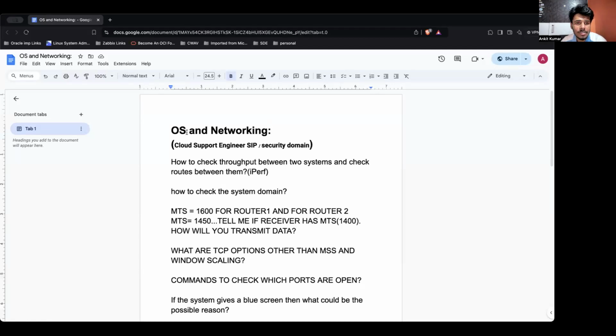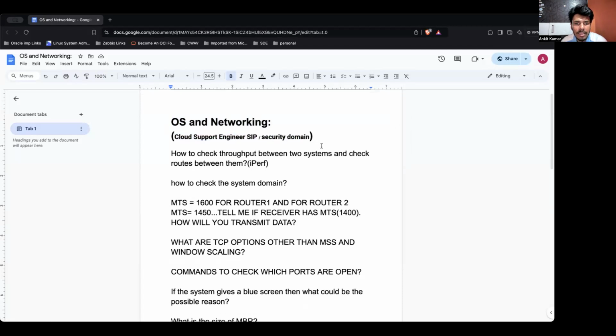So this was the OSI networking round, and the role which the person interviewed for is called Cloud Support Engineer SIP, which is into the security domain. The first question was how to check throughput between two systems and check routes between them. Here you have to use the iperf command, and this is a networking question. You can learn more about it if you just do a Google search, or if you ask ChatGPT, and you can get to know more in detail about this.